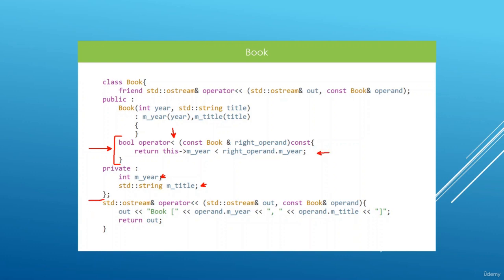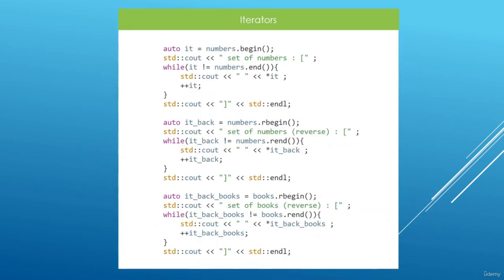We also have an output stream operator to make it really easy to print book objects, and this is really cool. Now, with the std::set container, we have a bunch of iterators we can use. We can use forward iterators. We see begin and end right here.